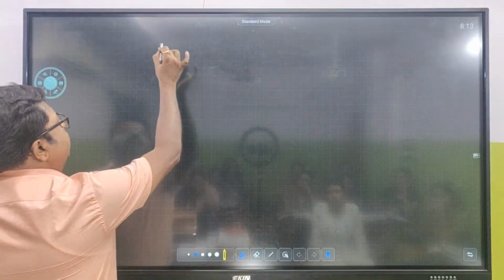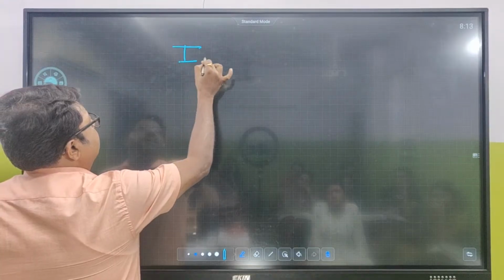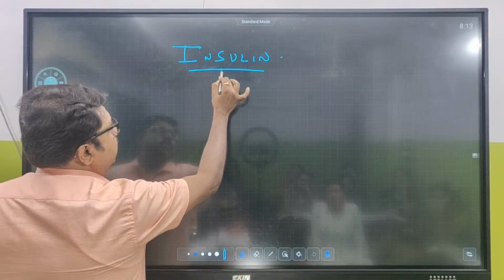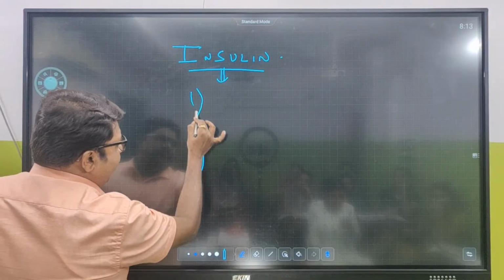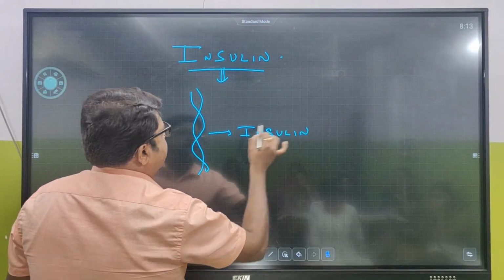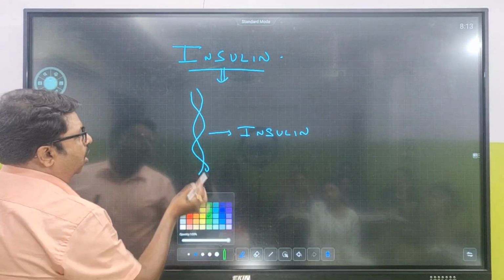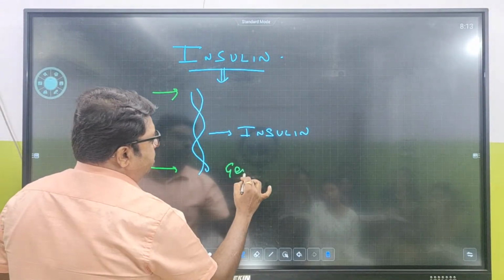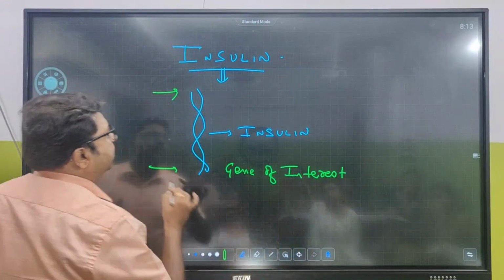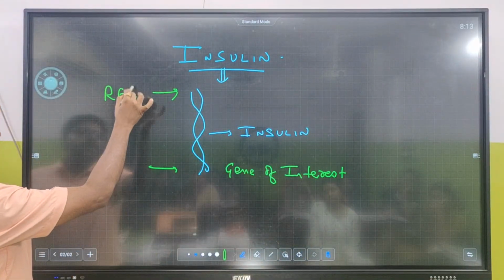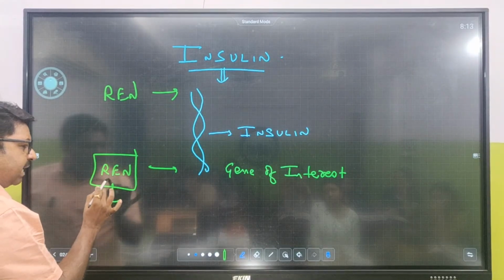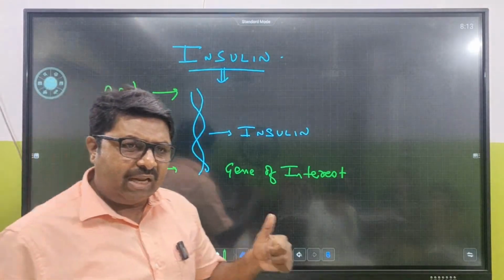And what is our gene of interest? One of the examples we talked about in the last class is insulin. For human insulin, the particular part of the DNA which can give rise to insulin, this is our gene of interest. We can cut this gene of interest with the help of restriction endonuclease enzyme, REN. They are a group of enzymes which can cut DNA at a specific site.